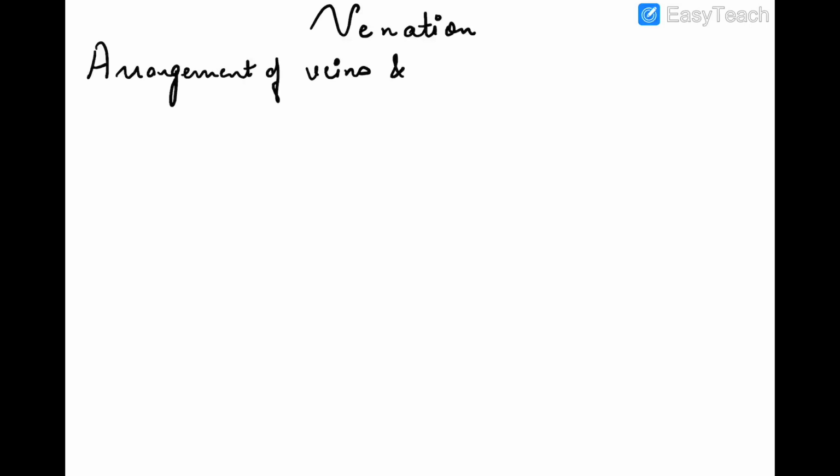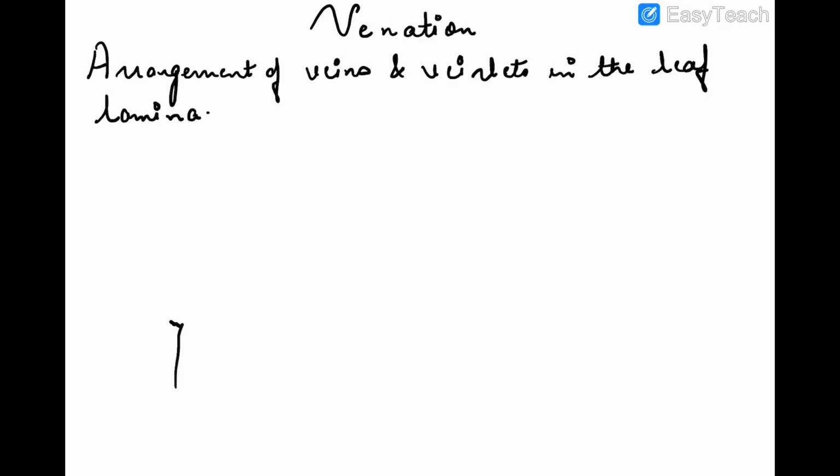Now let us look at what is venation. Venation is arrangement of veins and veinlets in the leaf lamina. So how the veins are arranged in the leaf lamina, that is known as venation.